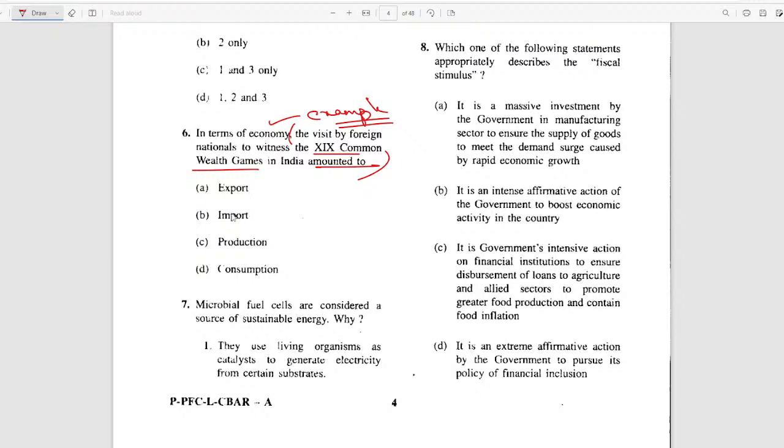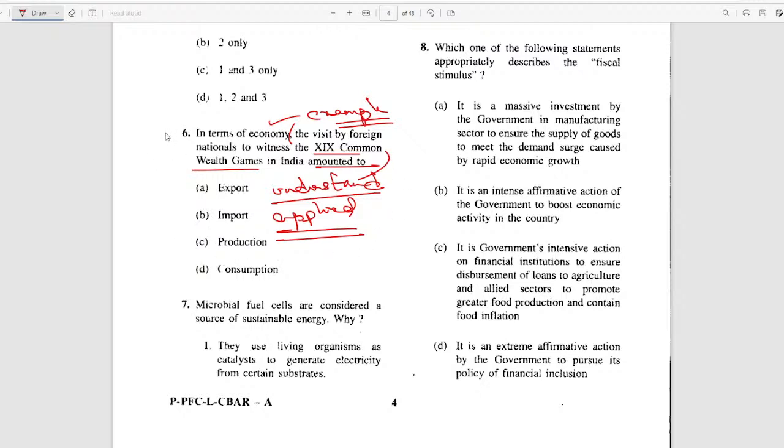So these kinds of questions can be asked. They'll give you a certain example. For example, they can give you details of why a particular inflation is happening, and then ask you what type of inflation that is. This requires understanding of the concepts of economics, and the application part of it. This is applied economics. They're giving you a scenario and asking what concept is involved, whether that is import, export, production, or consumption.